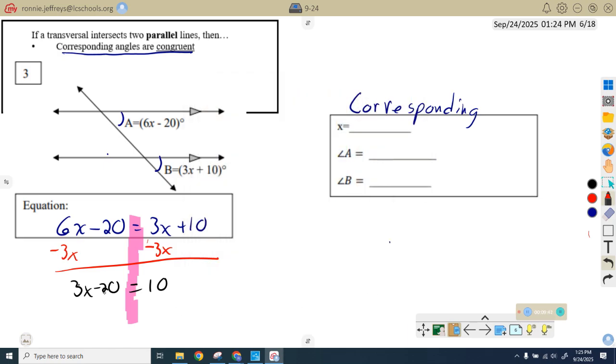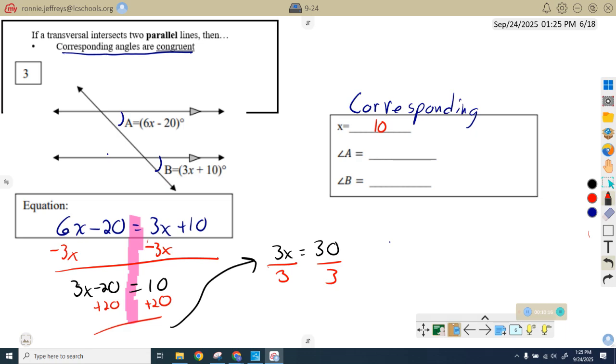Now we need to get this 20 over here. What are we going to do? Add 20. So 3x equals 30. Now what am I going to do? Divide by 3. So what is x right here? What is 30 divided by 3? 10.